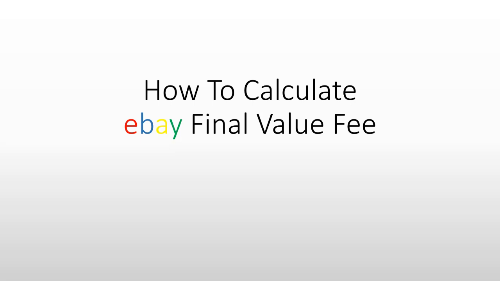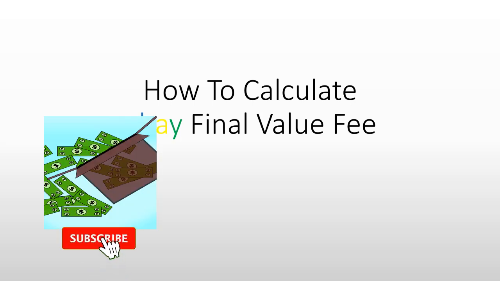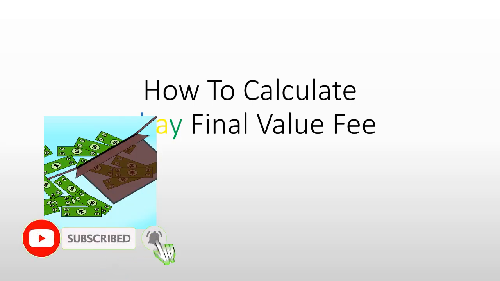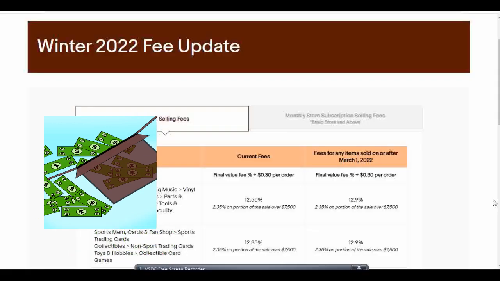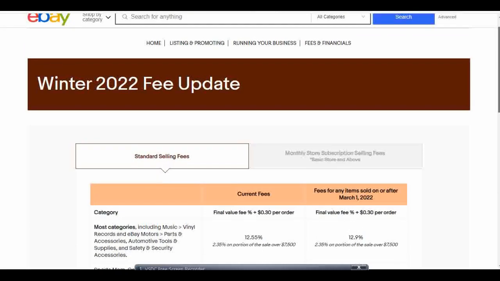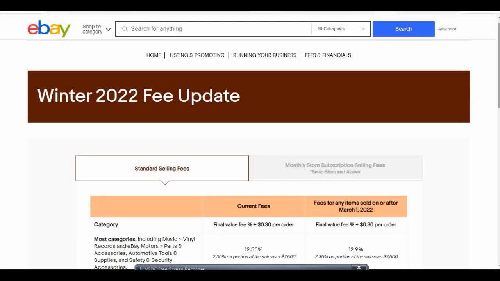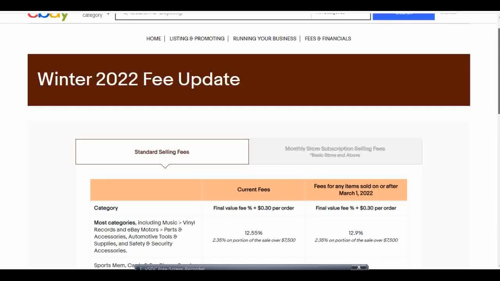of filming this video. eBay has recently sent out their winter fee updates that are supposed to take place on March 1st of 2022. And I want to show you guys, before I give you the formula, this quick table. I will link this table in the description box below, but it's found on eBay and it breaks down your selling fees. So you can go to the category of the item that you sold in and you can see what percentage of a fee eBay takes for your final value fee.